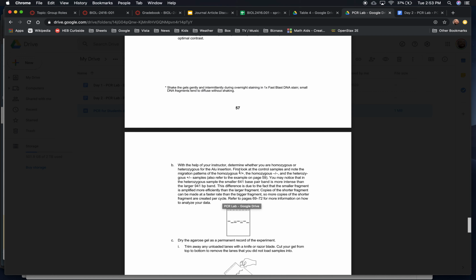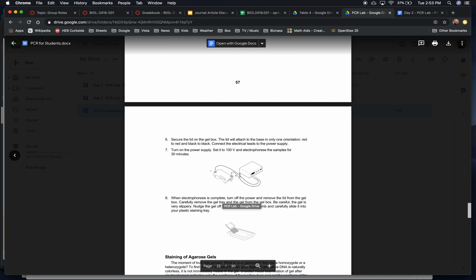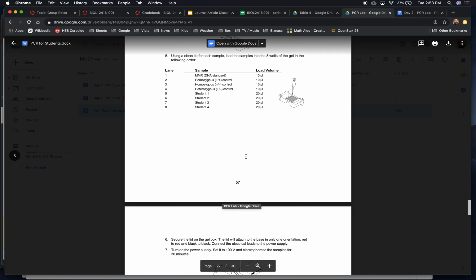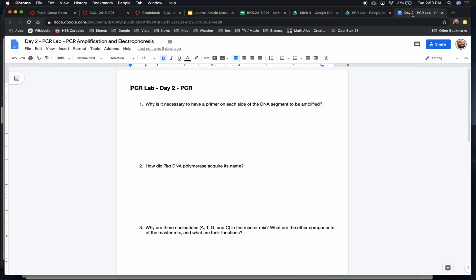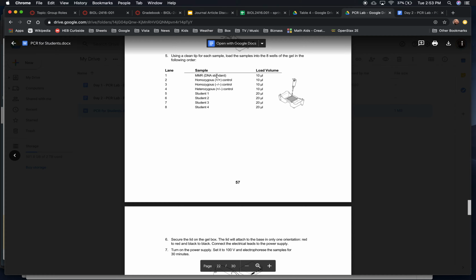Remember that when we loaded the gel, our standard was in the first lane, the next 3 were controls, and then we had your actual student samples. So if we go back over here, the one that is the molecular marker, the DNA, is the one that has the most marks. In this case, it's this lane right here, lane number 1. This lane to the farthest left corresponds to the DNA standard.